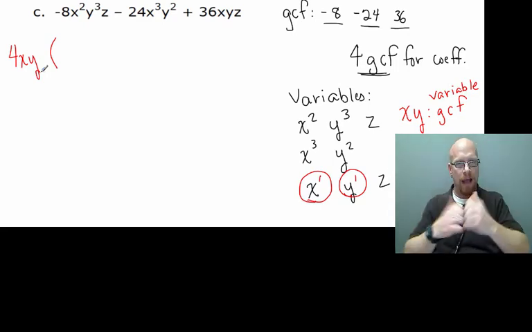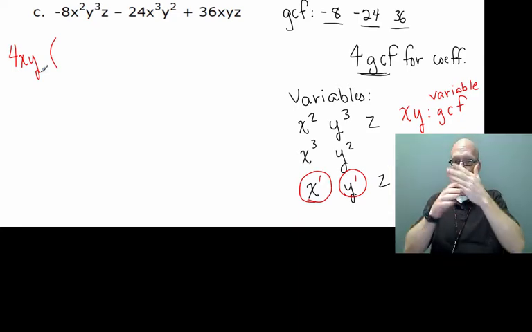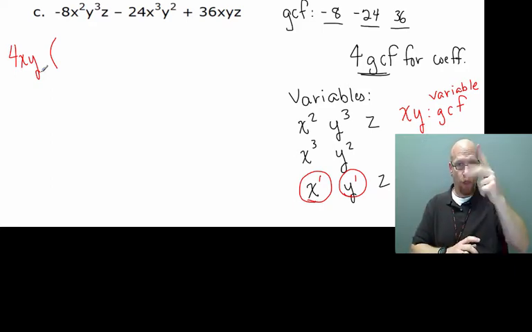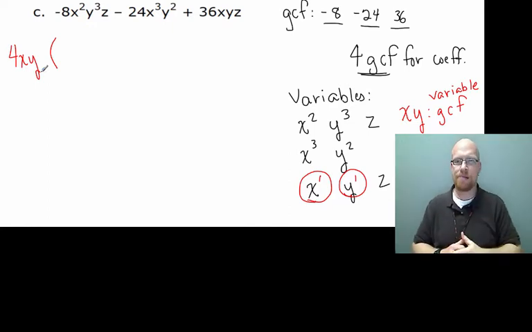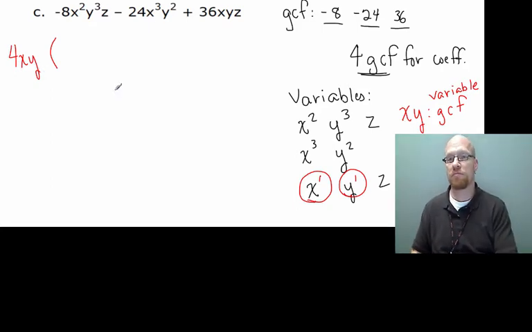Now we're dividing out 4xy. We're dividing each term by this term. Now, I'm going to show you my mental work as we're doing these terms, okay? The first term, negative 8 x squared y cubed z divided by 4xy would be negative 2 for the coefficient part. Now we have x squared and x to the first power. They divide out to be x to the first power.